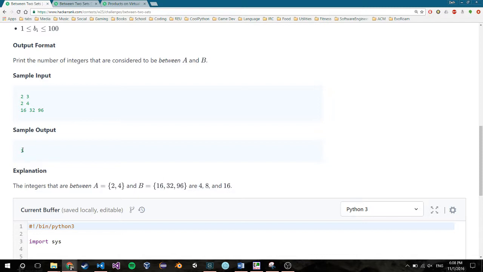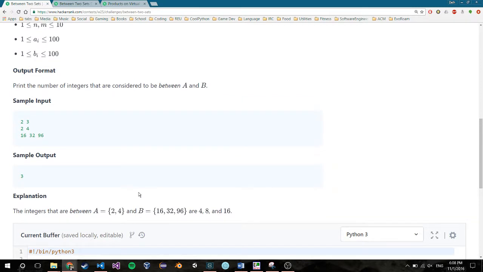Oh, you're outputting the number of integers between them, not the numbers themselves. Okay, so it's like 4, 8, and 16 are the numbers between A and B. So there's 3 of them. All right.